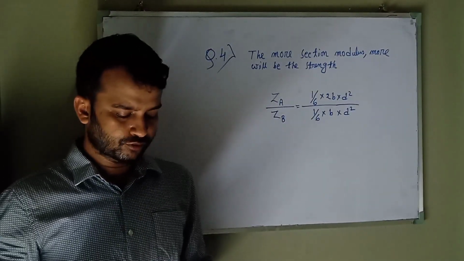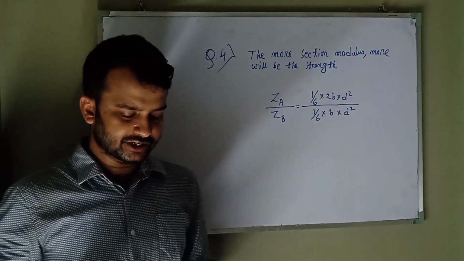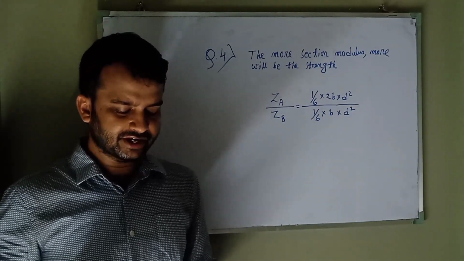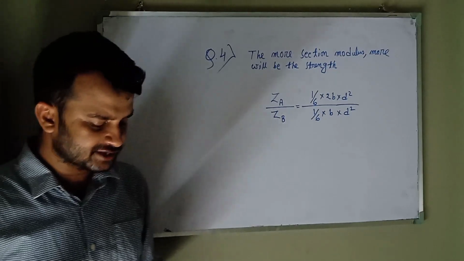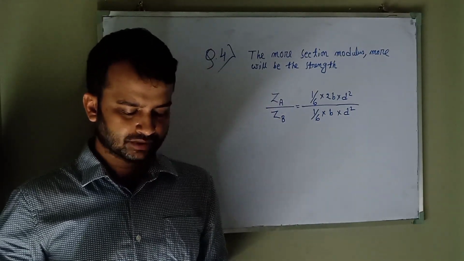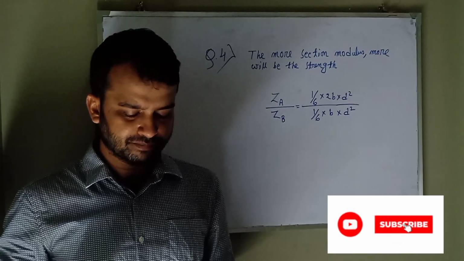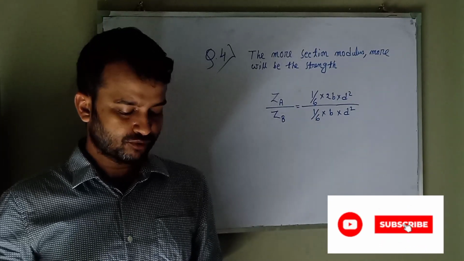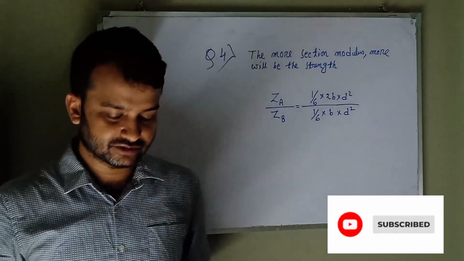Next question number 4. Two beams carrying identical load, simply supported, are having same depth, but beam A has double the width as compared to beam B. The ratio of the strength of beam A to that of beam B is, there are 4 options, you have to choose the correct answer.